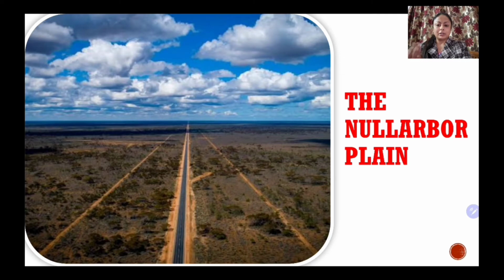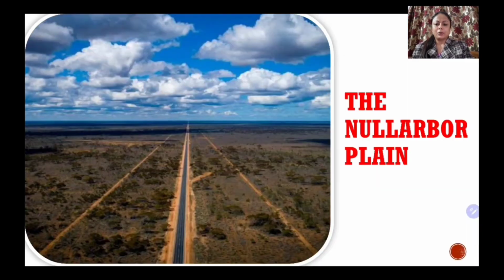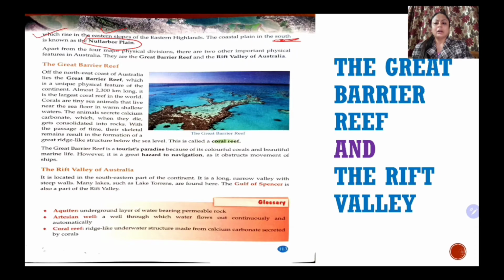Children, this is a picture. You can see there are no trees. A road is constructed crossing the Nullarbor Plain. This is another picture of Nullarbor Plain. I hope, students, you have understood, and now we know about the Nullarbor Plain, that is the southern coastal plain of Australia.